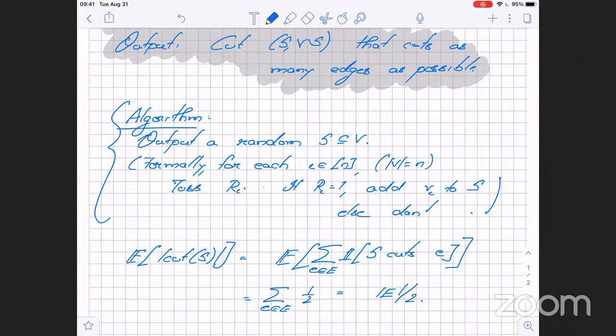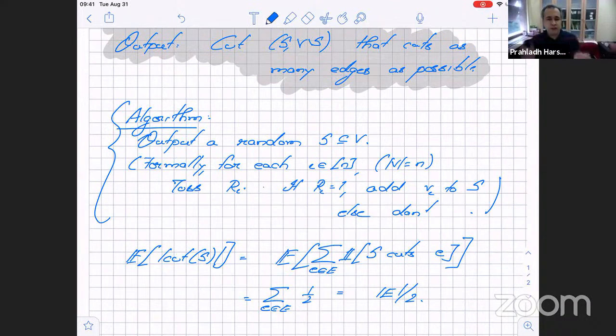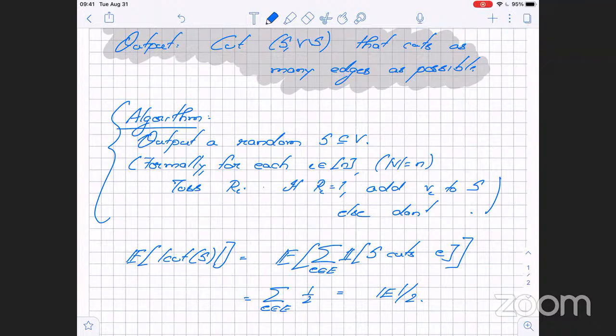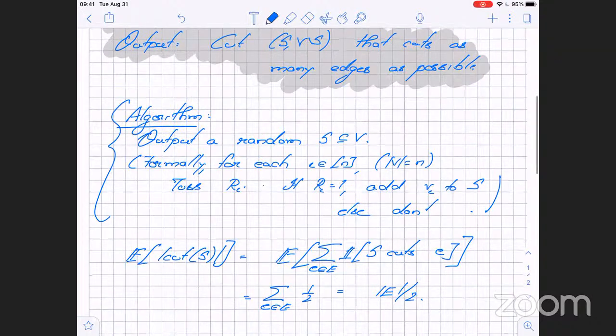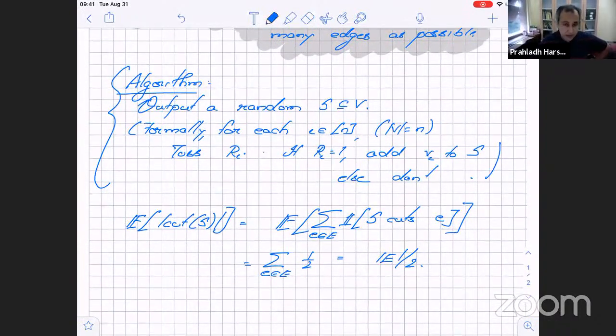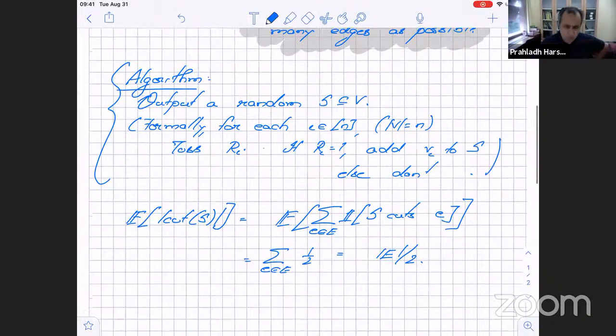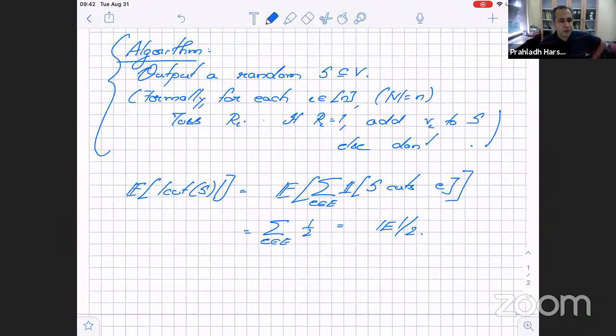Because this is how I pick a set. I pick a set by tossing a coin. Therefore, if I look at the 2 endpoints of the edge, all 4 possibilities are equally likely. And in 2 of the 4 possibilities, the edge is going to be cut. In the other 2 possibilities, the edge is not going to be cut. So that answers your question, but we'll look at that a little more closely later in the lecture. And regarding Abhishek's question, he wanted to know about concentration because of the performance of this algorithm.